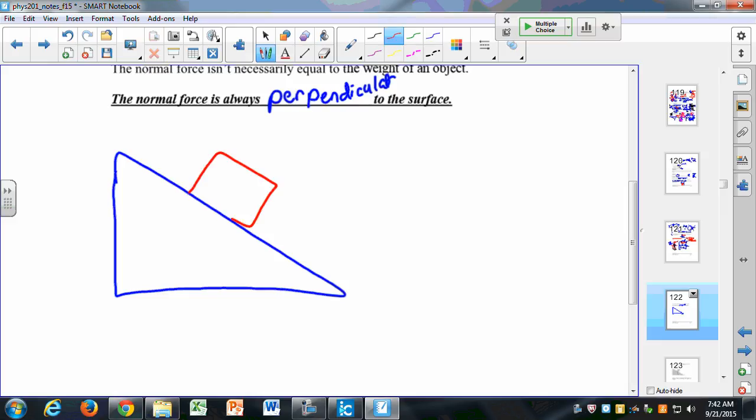So for example, here, if I have a block on an inclined plane, I have the weight, which is always towards the surface of the Earth. The inclined plane, the way it's set up, the normal force now will be like this.